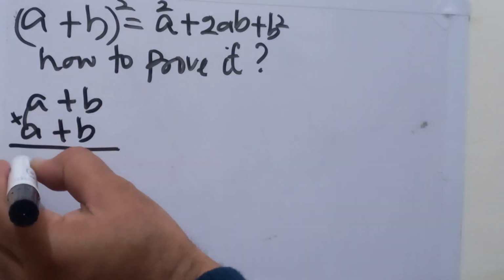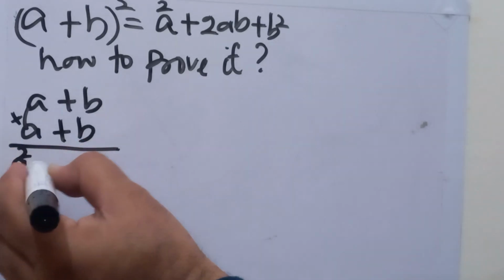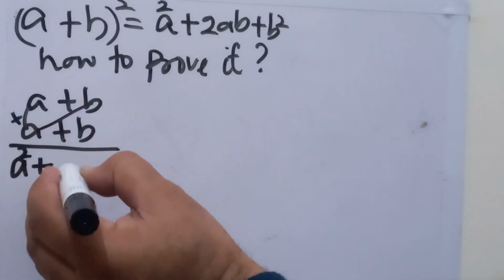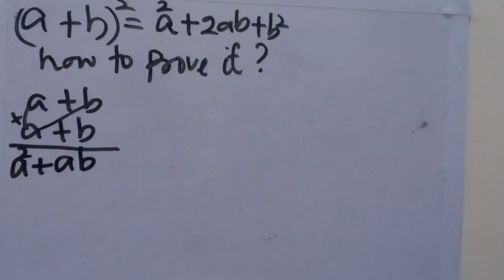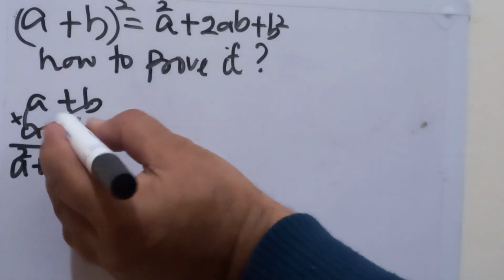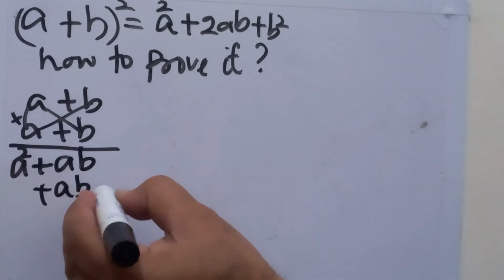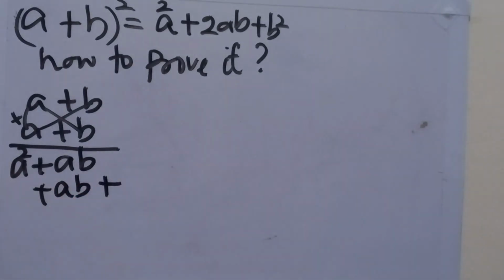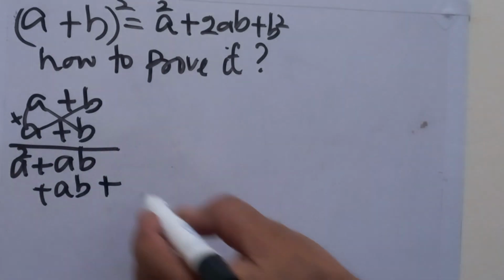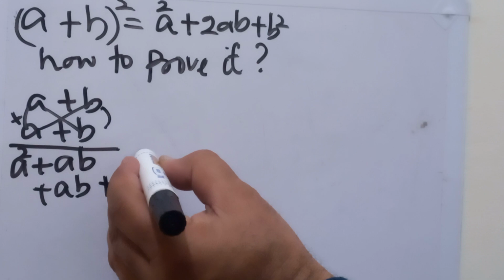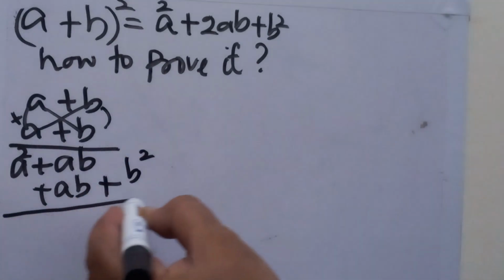A multiplied by a equals a square. A multiplied by b equals ab. Now b multiplied by a equals ba or ab. Since a comes first in alphabetical order, it must be ab. b multiplied by b equals b square.